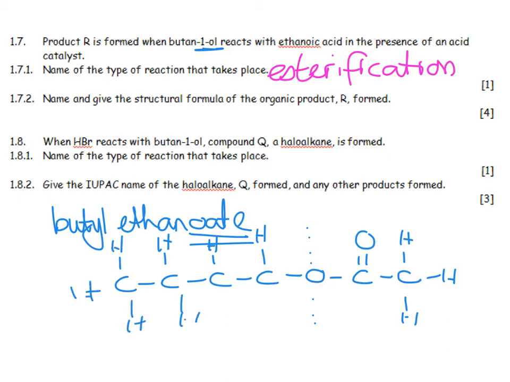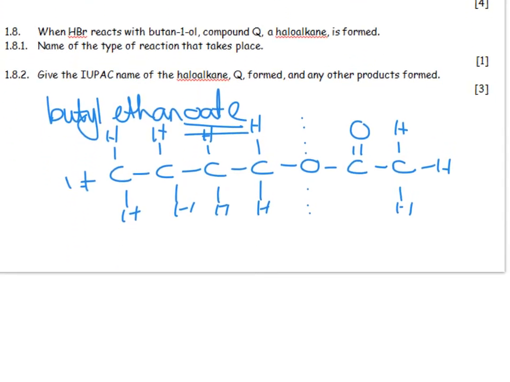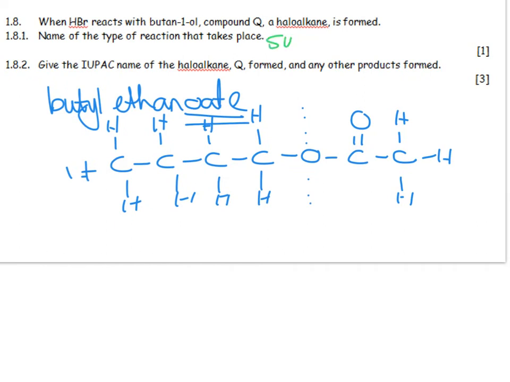When hydrogen bromide reacts with butan-1-ol, compound Q, a haloalkane, is formed. Give the type of reaction that takes place. If I'm going to take an alcohol and make it into a haloalkane, I need to take off the ol group and stick on the halo group. That means it is invariably a substitution reaction.